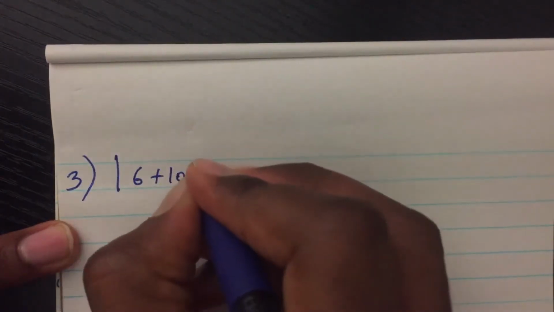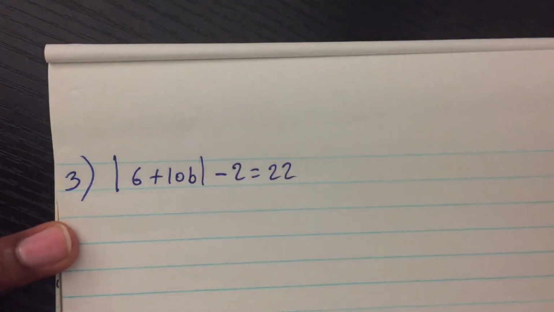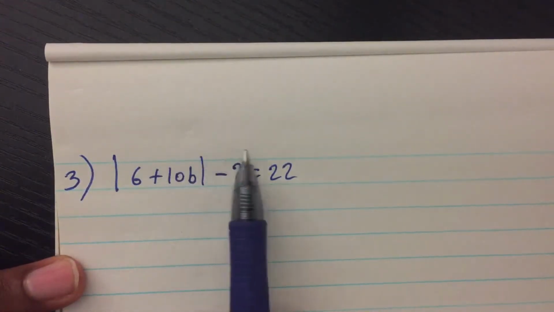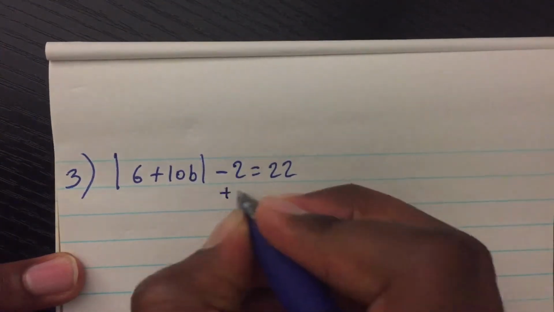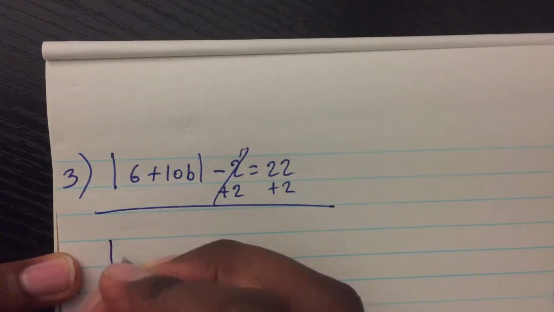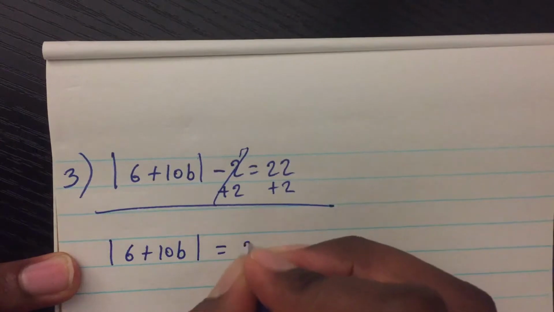Example 3, we'll look at the following. Let's look at the absolute value of 6 plus 10b, minus 2, equals 22. So the absolute value is not isolated because of the minus 2 here. So get rid of that by adding 2 to both sides. This cancels. You have the absolute value of 6 plus 10b equals positive 24.